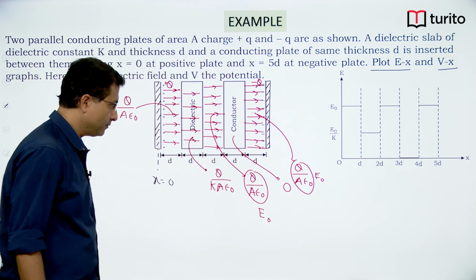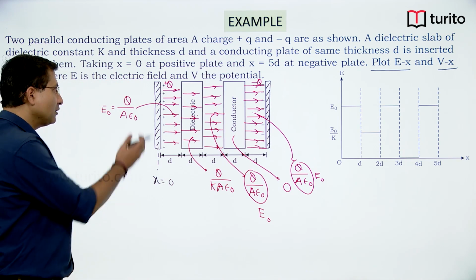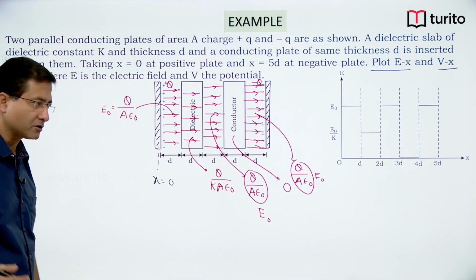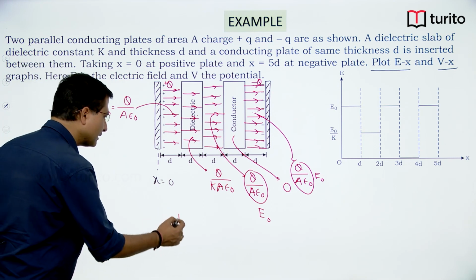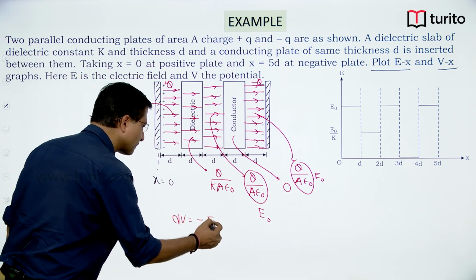Now for potential, if I consider this as a reference, some positive potential, right, we know that dV is equal to minus E dot dr, right.